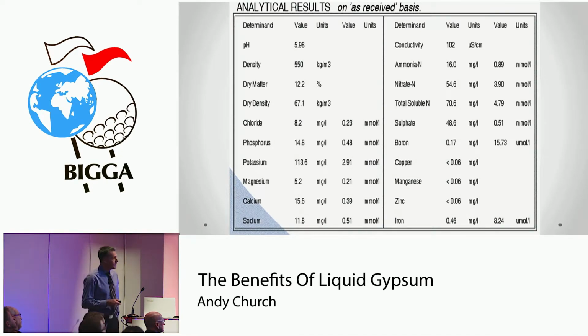This was taken 7 days after the application, and you can see that sodium level there has dropped down to below 12, and the chloride level dropped down to 8. As I say, that gives you a real microscopic snapshot of what goes on when you apply a liquid calcium sulphate to your ground.